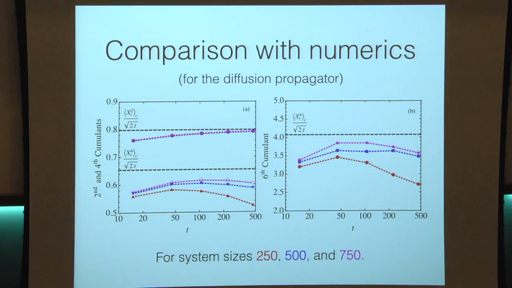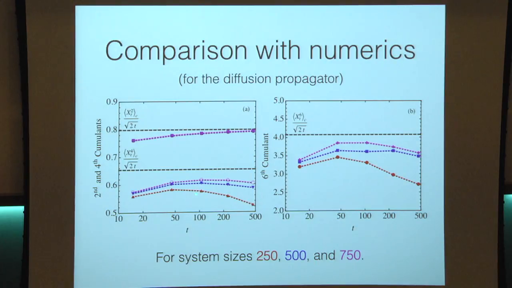Okay, so there is some comparison with numerics. Now you have seen that this large deviation function of a probability matches very nicely with the simulation. If you look at the variance, it's still good. These dashed lines are basically the analytical results. Now you see that for these other ones, as you increase the system size, it becomes closer and closer to the dashed line. This is for the fourth and sixth cumulants. But after some time it diverges, and this is basically the boundary effect, because you are looking at a finite system, and the higher the cumulant, the more important the boundary effects become. Because of this boundary effect, you just diverge.